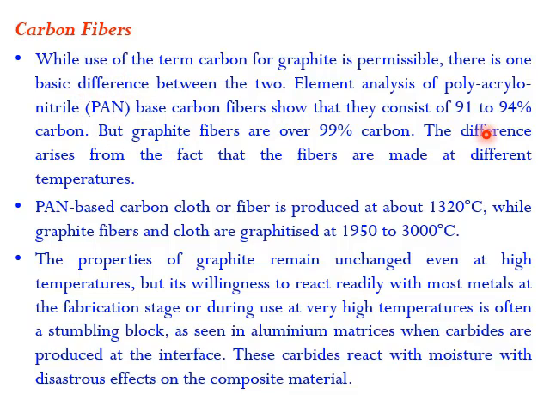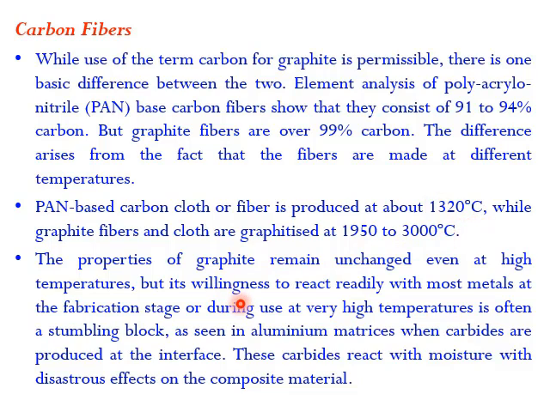Carbon fiber consists of 91 to 94% carbon, but graphite fibers are over 99% carbon. The difference arises from the fact that the fibers are made at different temperatures. Now this PAN, polyacrylonitrile, is used to produce the carbon fibers, which is subjected to a temperature of 1320 degrees, while the graphite fibers are produced at 1950 to 3000 degrees Celsius.